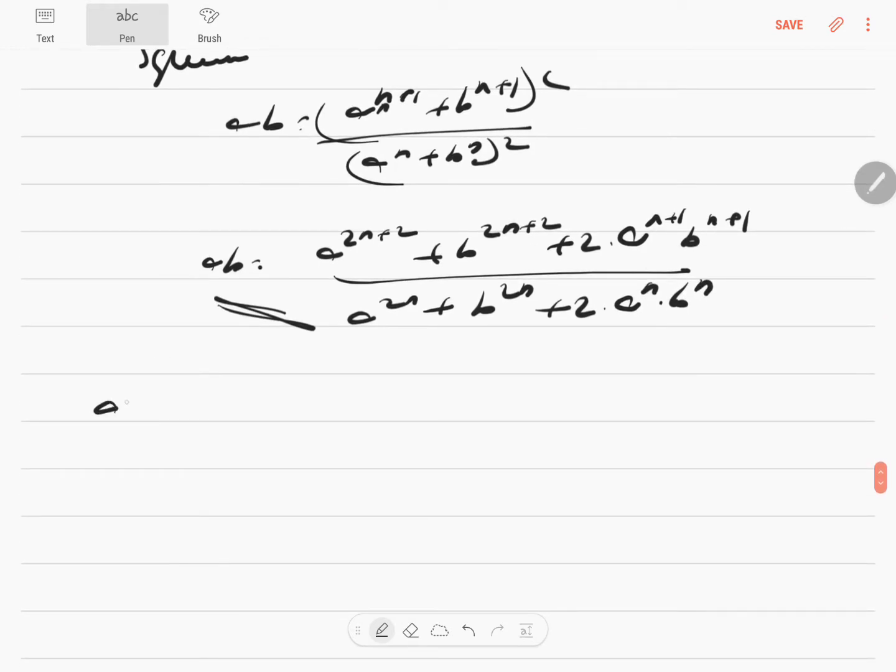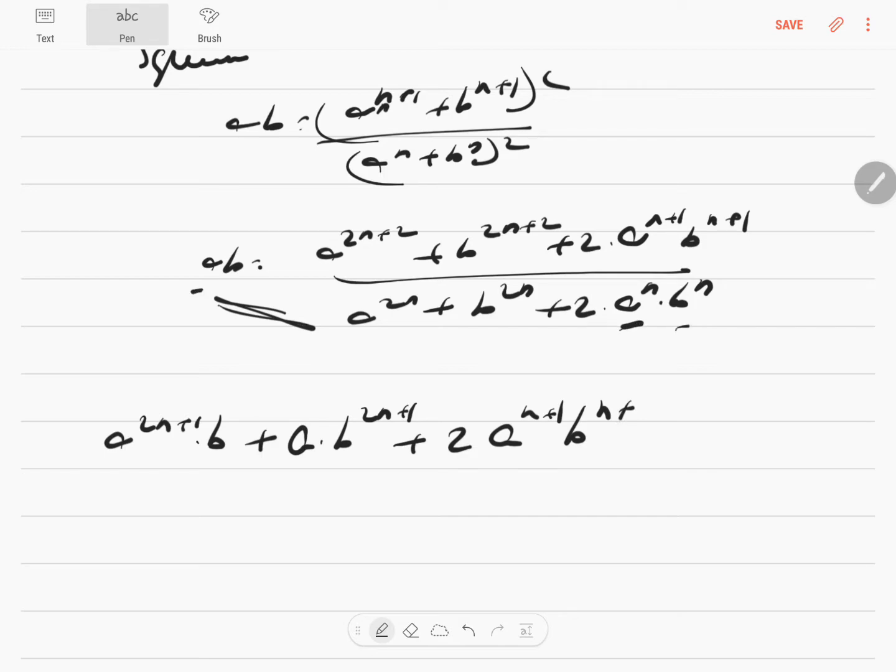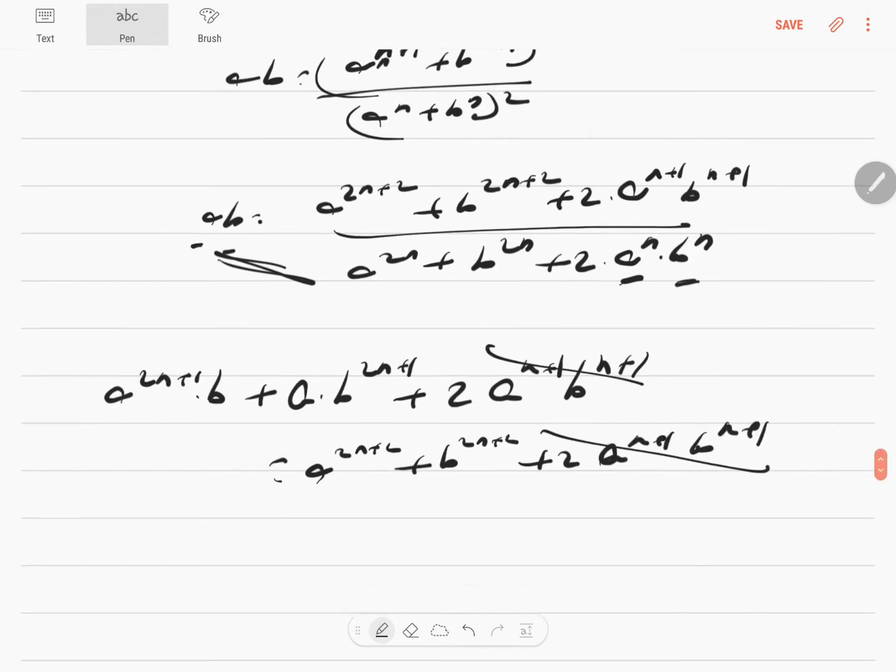So a into a to the power 2n is a to the power 2n plus 1, because the bases are the same, so powers can get added. So a to the power 2n plus 1 into b plus a into b to the power 2n plus 1 plus 2 into a to the power n plus 1 into b to the power n plus 1, because a to the power n into a is a to the power n plus 1, b to the power n into b is b to the power n plus 1, which is equal to a to the power 2n plus 2 plus b to the power 2n plus 2 plus 2 times a to the power n plus 1 into b to the power n plus 1. So this whole thing gets cancelled.